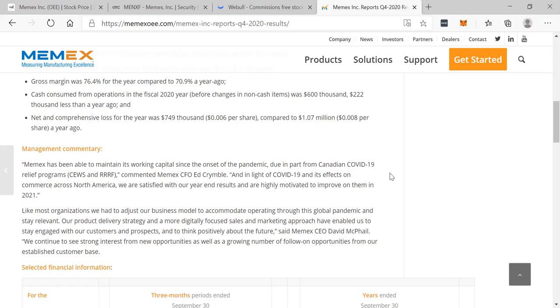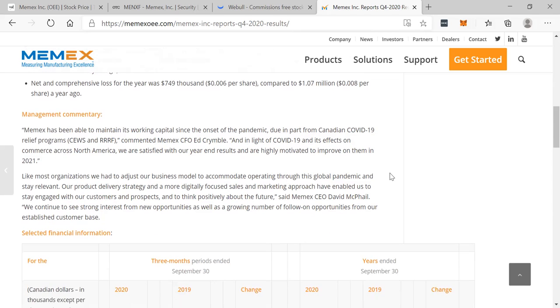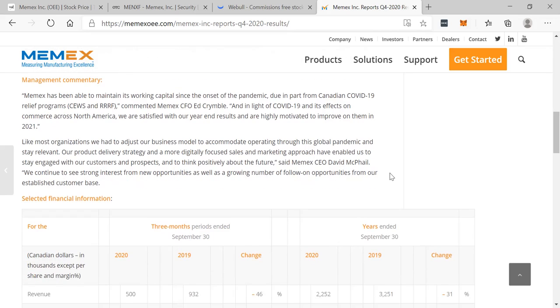Cash consumed from operations for the fiscal 2020 year before changes in non-cash items was $600,000, $222,000 less than a year ago. And net and comprehensive loss for the year of $749,000, $0.006 per share, compared to $1.07 million, $0.008 per share a year ago. Now let's see what management says.